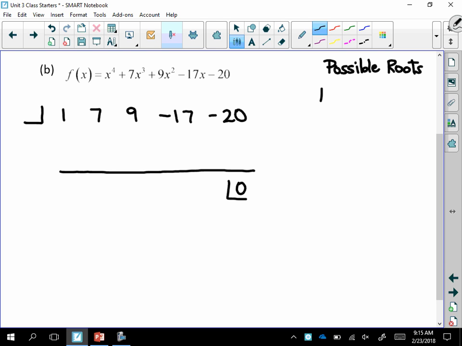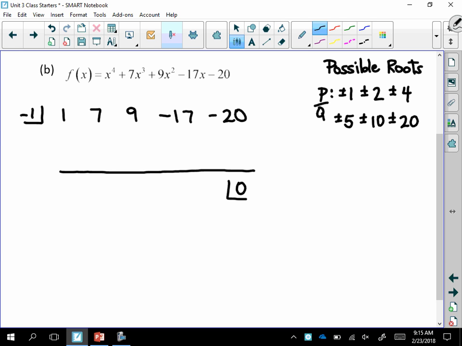What are the factors of p? 1, 2, 4, 5, 10, and 20. What are the factors of q? 1. So actually, this listing of all the factors of p gives our possible rational roots. So that's going to be the numbers that we're going to choose from to figure out which one's going to give me a remainder of 0. Find one?